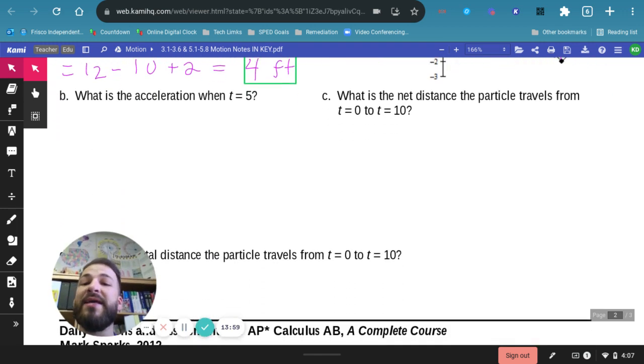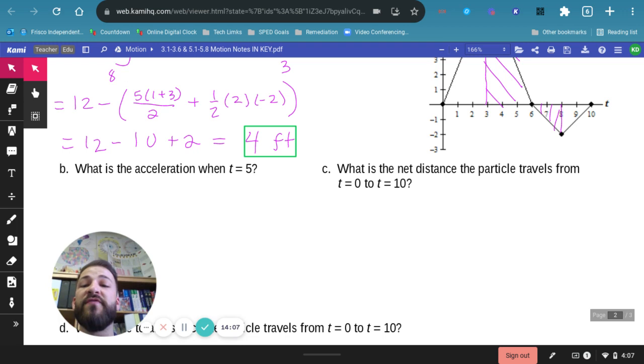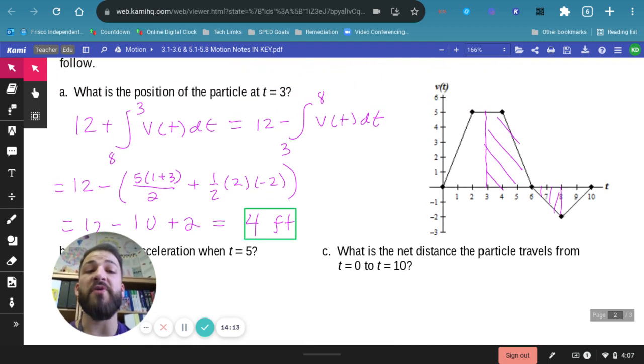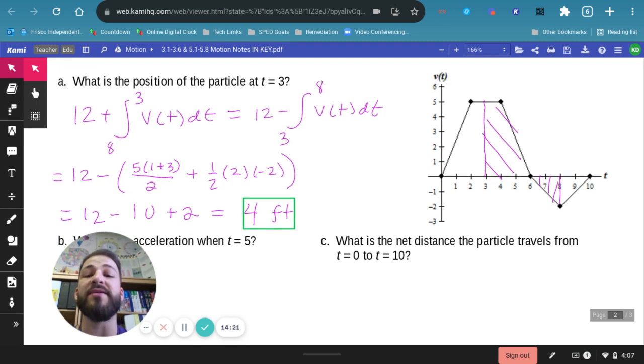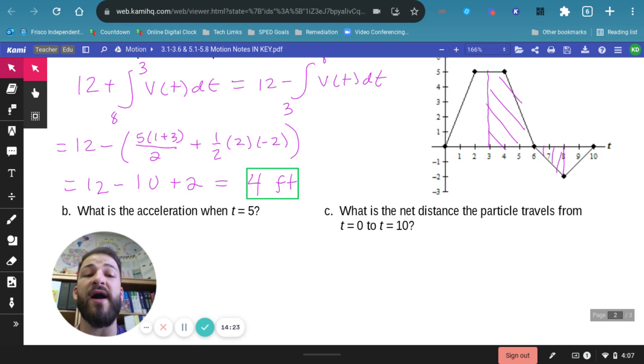Let's look at B. B is what is the acceleration when t is equal to 5. Okay, so acceleration, now we're going the other direction because we get acceleration from velocity by taking the derivative. And in this case, we could find the derivative from a graph by finding the actual slope. That's the graphical representation of the derivative. We have nice lines, so slope should be pretty easy to find.